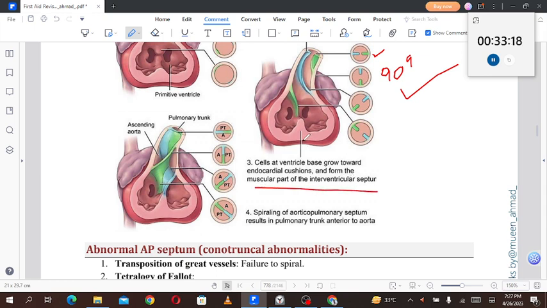part of the interventricular septum. Here you can see that the muscular part of the interventricular septum is being formed by the cells at the ventricular base, which grow towards the endocardial cushion, and spiraling of the aorticopulmonary septum results in the pulmonary trunk being anterior to the aorta. So remember that the pulmonary trunk is anterior to the aorta, and the septum will fuse with the muscular part of the interventricular septum to form the membranous part of the interventricular septum.